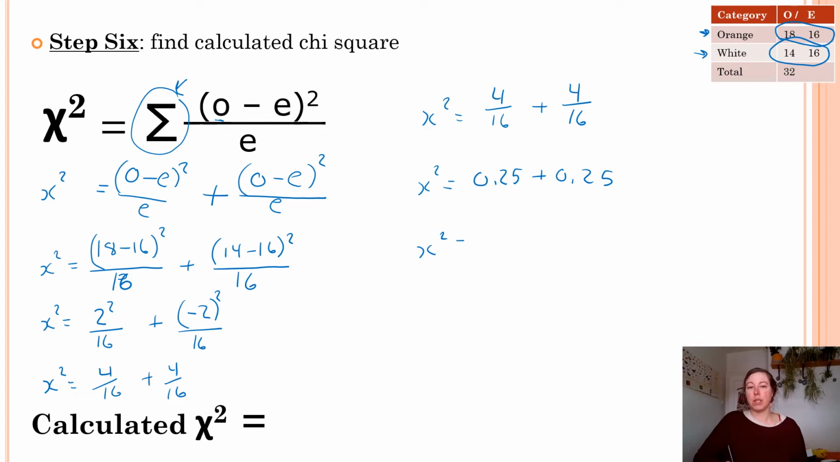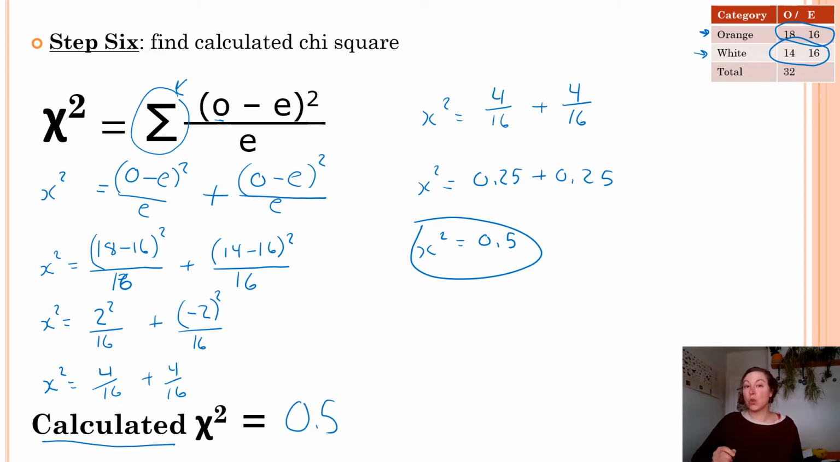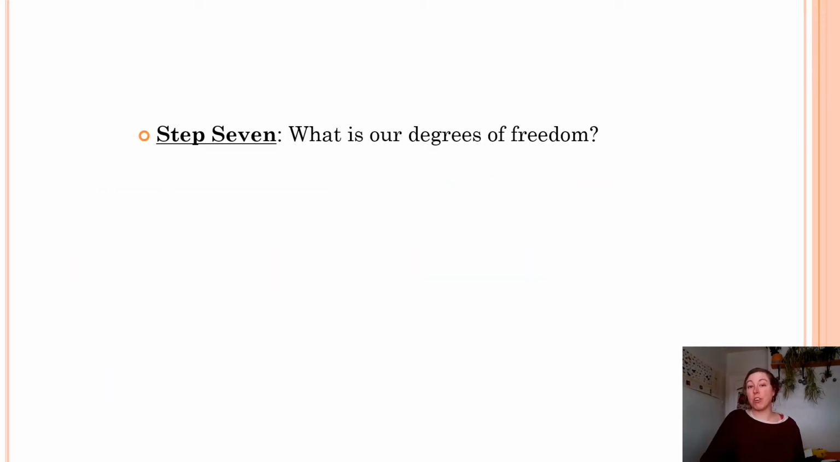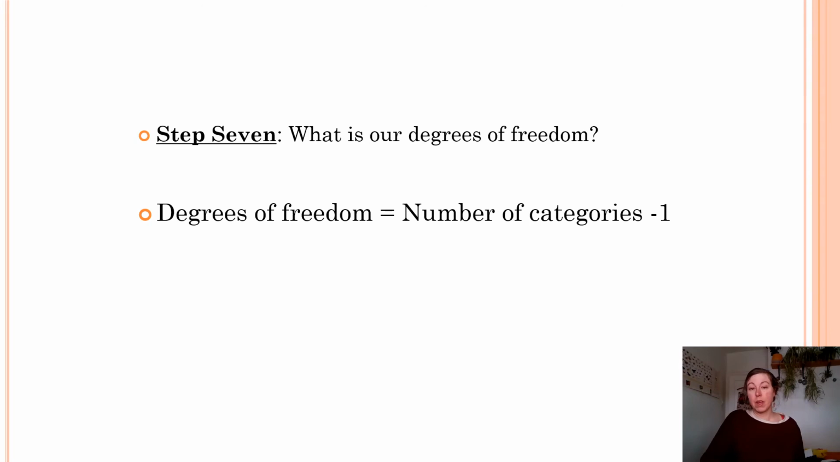So chi squared equals 0.5. This is our calculated chi squared. Calculated chi squared equals 0.5. This is important because we still need to find critical chi squared. To find critical chi squared, we need to find our degrees of freedom. This is a mathematical thing. It's basically the number of categories minus 1.